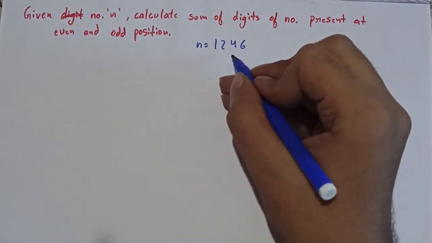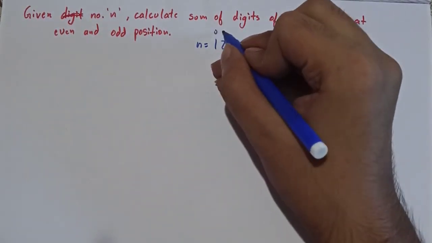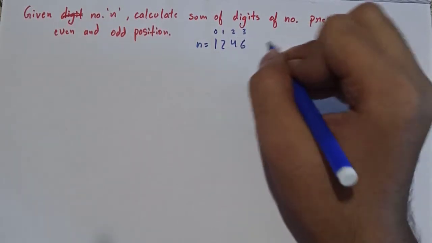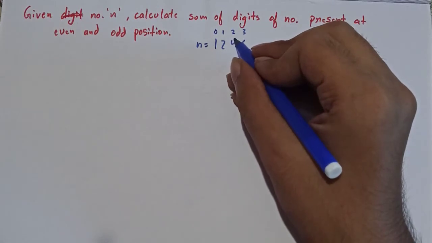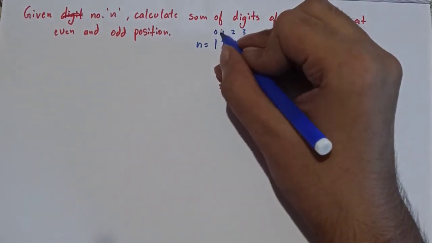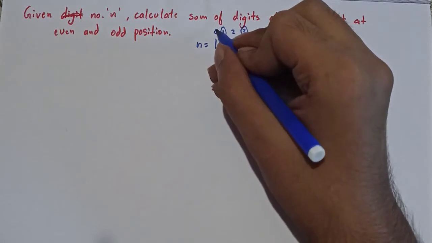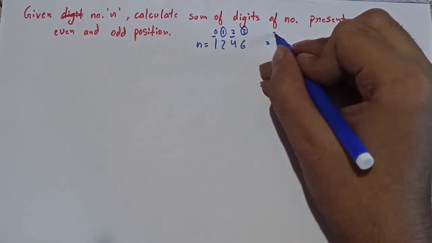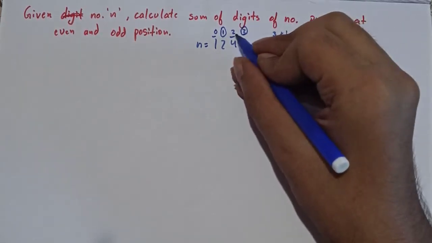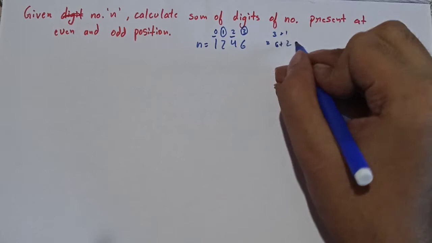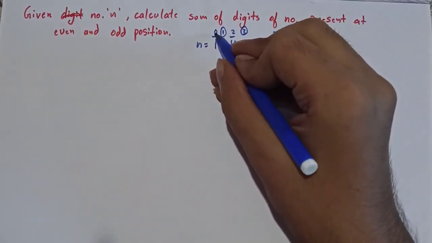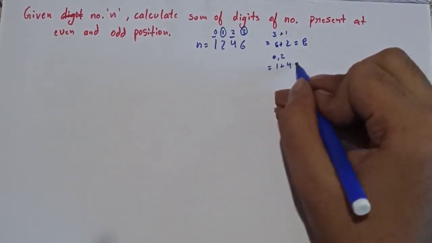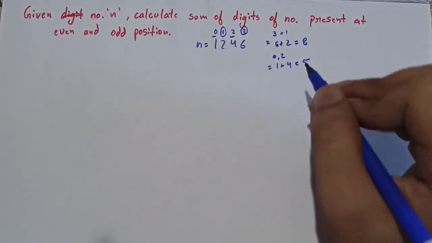So what are the positions of this number? 0, 1, 2 and 3. These are the positions of this number. So what we have to do is calculate the sum of odd positions and the sum of even positions. Simply, the digits at positions 3 and 1, which are the odd positions, will give us 6 plus 2 is equal to 8, and the digits at even positions, that is 0 and 2, will give us 1 plus 4 is equal to 5. This is what the question asks us.